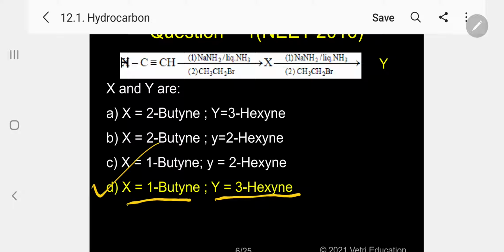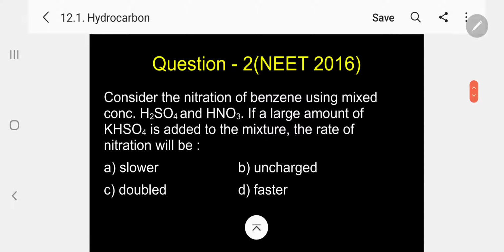See, it is very, very easy if you understand the concept. These are the tricks involved here. Question number 2. This is the question asked in NEET 2016. Let me read the question now.